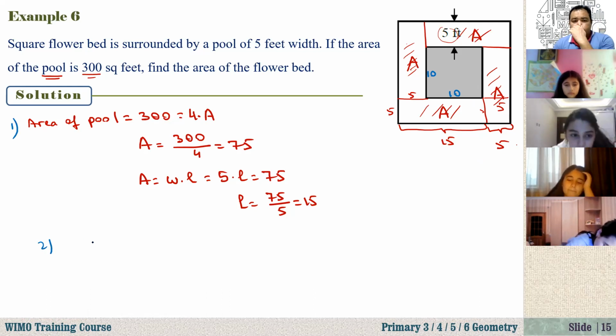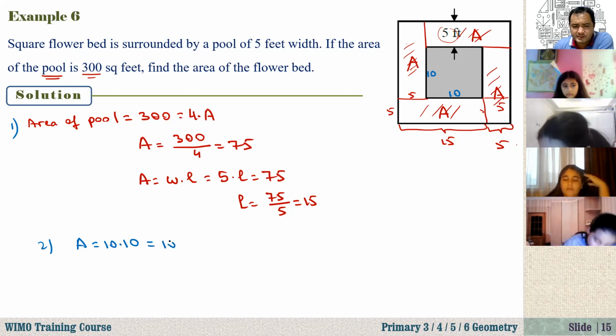So the area of the flower bed then is equal to 10 times 10. That's equal to 100 square feet.